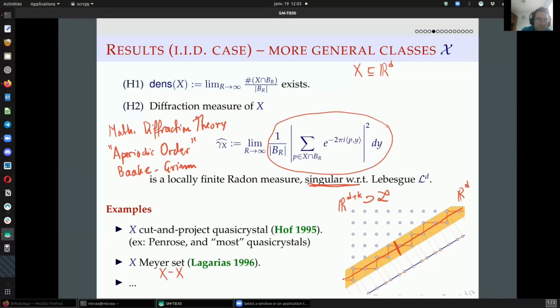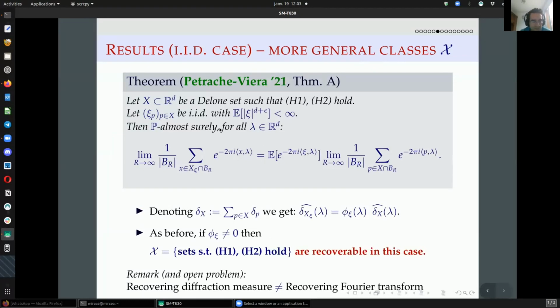And then the theorem that we have is a first theorem. We have three versions of this kind of theorem. The first theorem, A, says that if you have a Delone set X that satisfies these hypotheses, in particular you can think of the Penrose quasi-crystal, for example, as such an X, and you have the xi_p, which are, as before, independent and identically distributed and have this control on the moments for epsilon bigger than 0, then again you can have the same result.